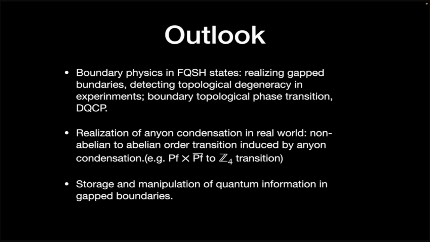For instance, for the Z4 order, or for any of these fractional spin Hall orders, the transition from the superconducting boundary to the IVC boundary would be a deconfined quantum critical point, because these are two gapped states with different symmetries, and a direct transition would be a deconfined quantum critical point. And it also opens up the possibility of realizing anyon condensation in the real world. The theory of anyon condensation has been established for roughly a decade, and now we have the chance of actually realizing it. For instance, we can experimentally study the transition from Pfaffian times anti-Pfaffian to the Z4 order.